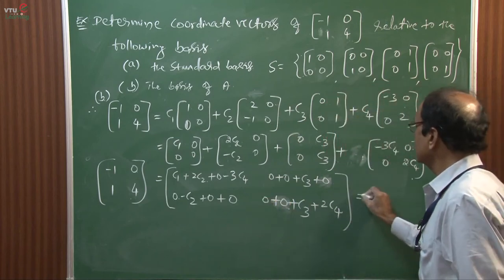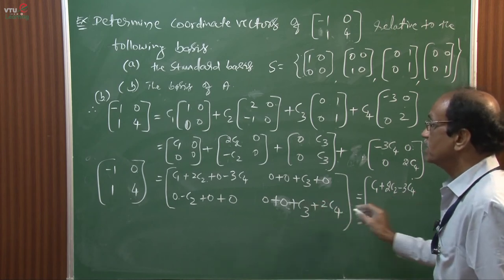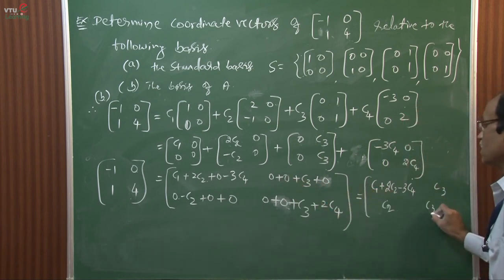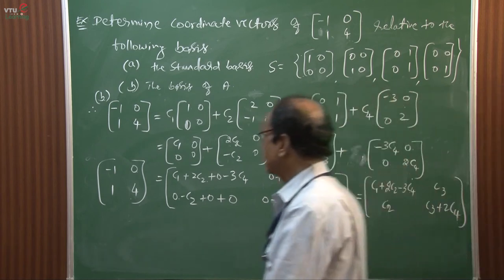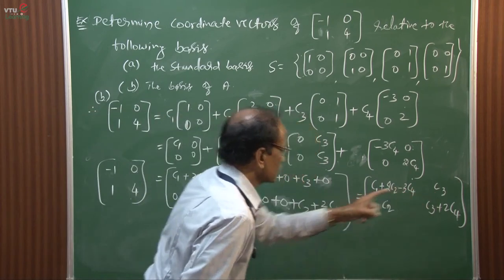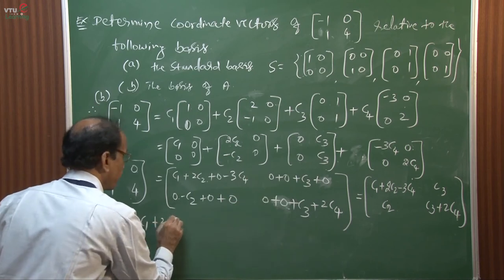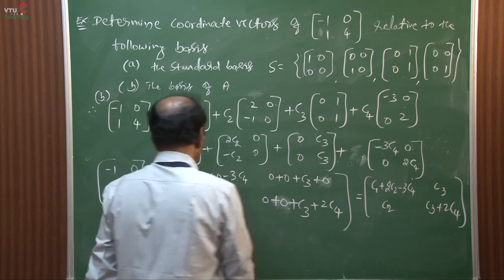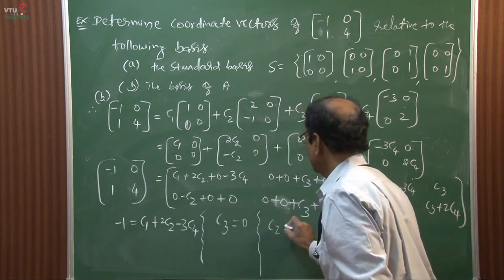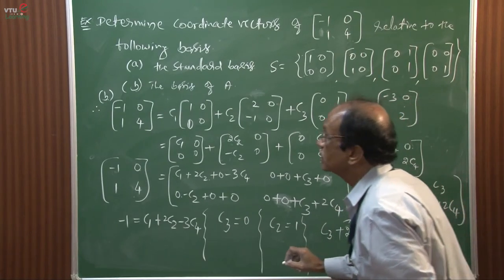Okay, let us write in the simplified form: C1 plus 2 times C2 minus 3 C4. In the next one only C2. In the third element, that is C3, because all the others are 0. Here C3 and plus 2 times C4. It is easy to compare the first element with the first element after the simplification, the second element with the second, the scalars, you can easily make out, that is minus 1 is equal to C1 plus 2C2 minus 3C4, okay. And this is one equation and another equation C3 is equal to 0. Next third equation C2 is equal to 1 and the fourth equation, the last one, that is C3 plus 2 times C4, that is equal to 4.